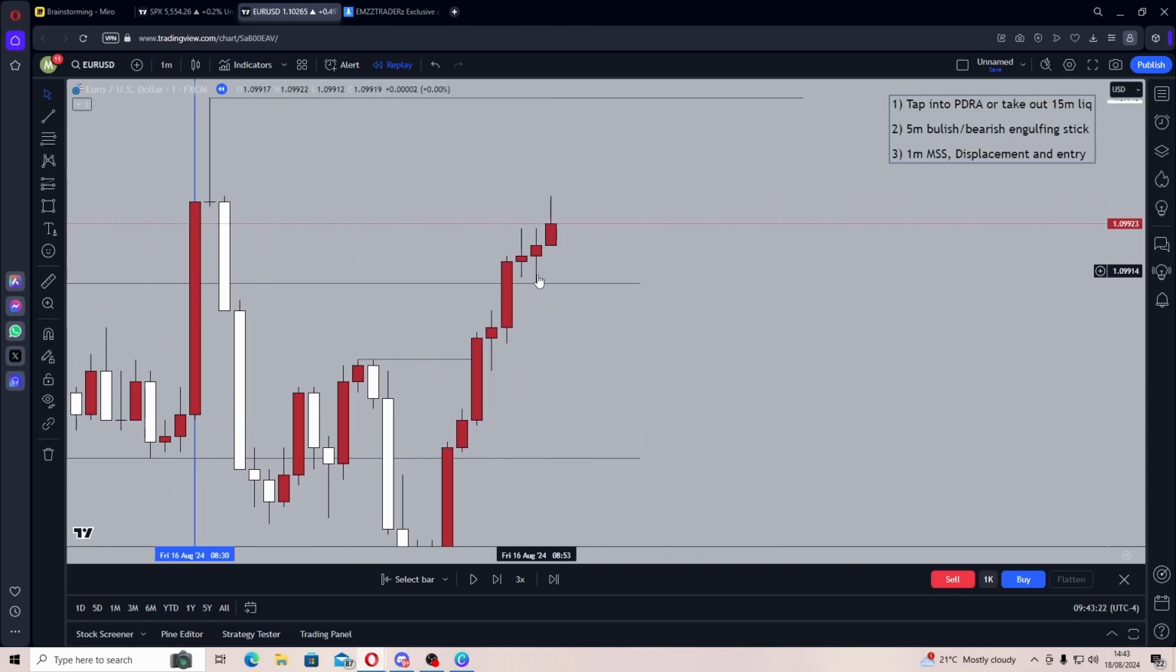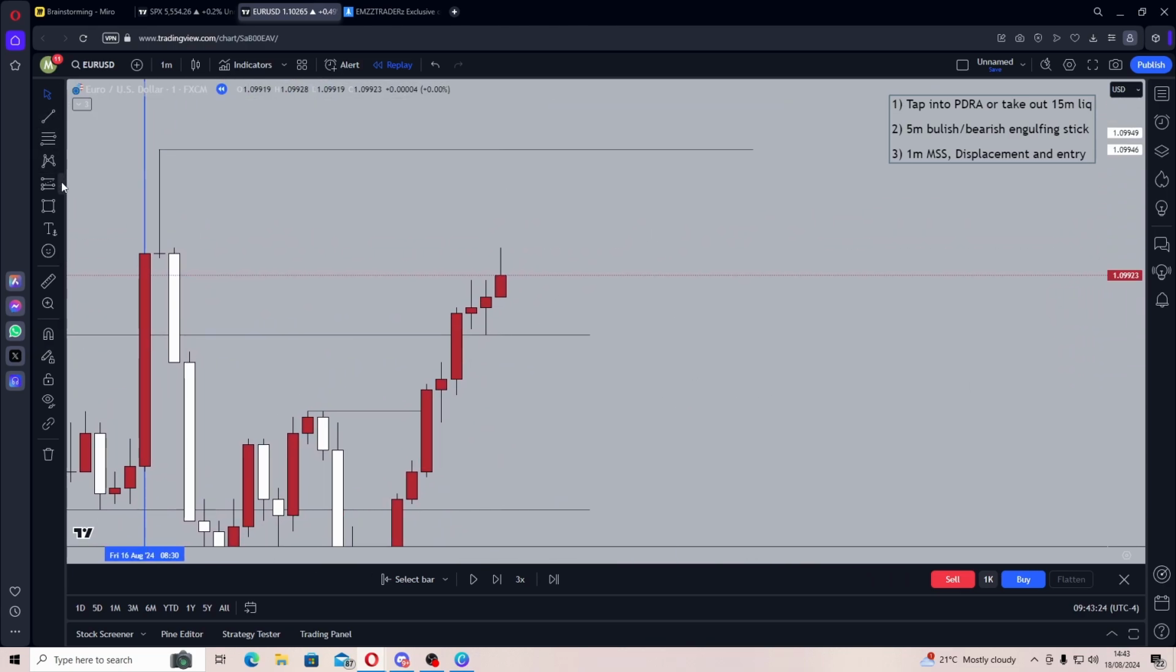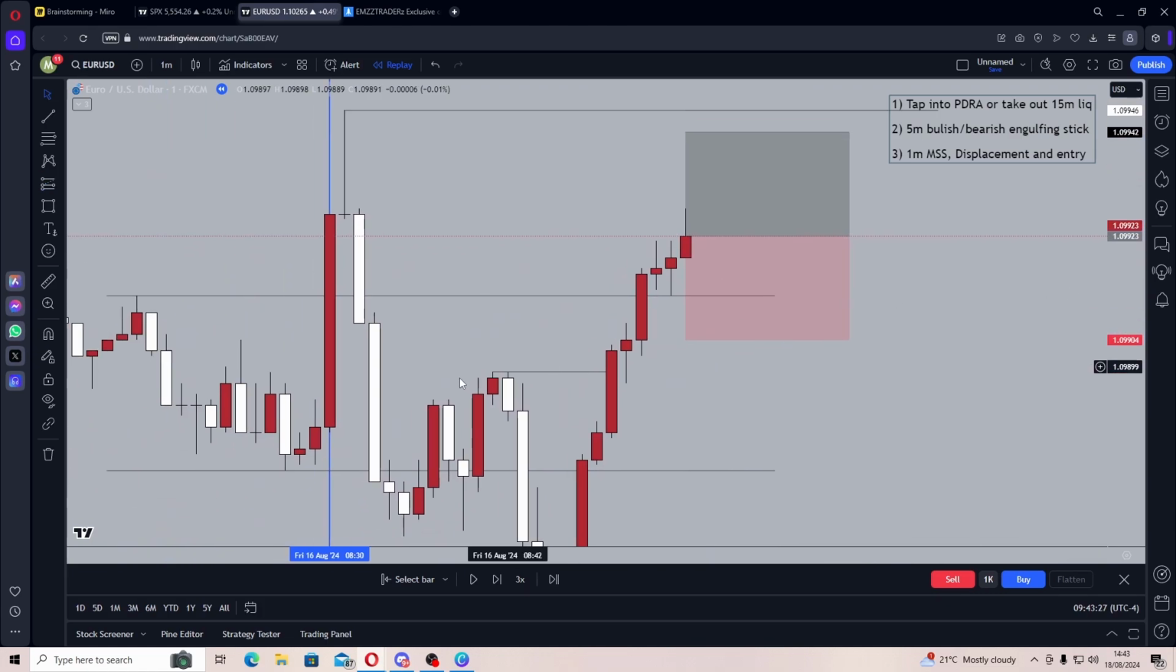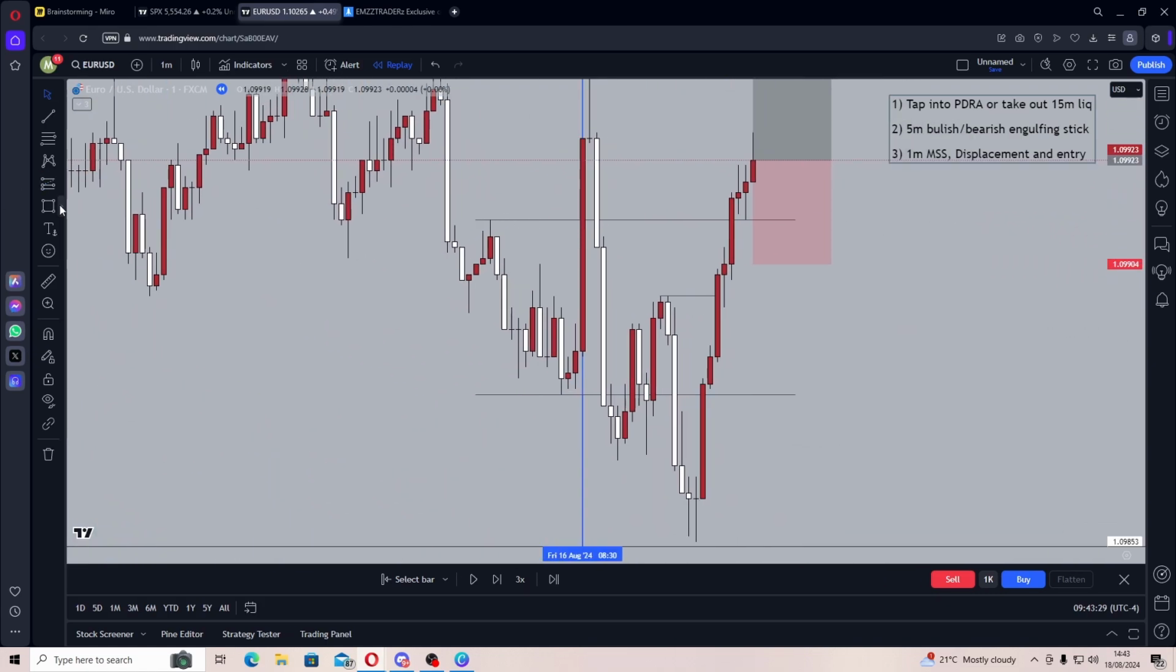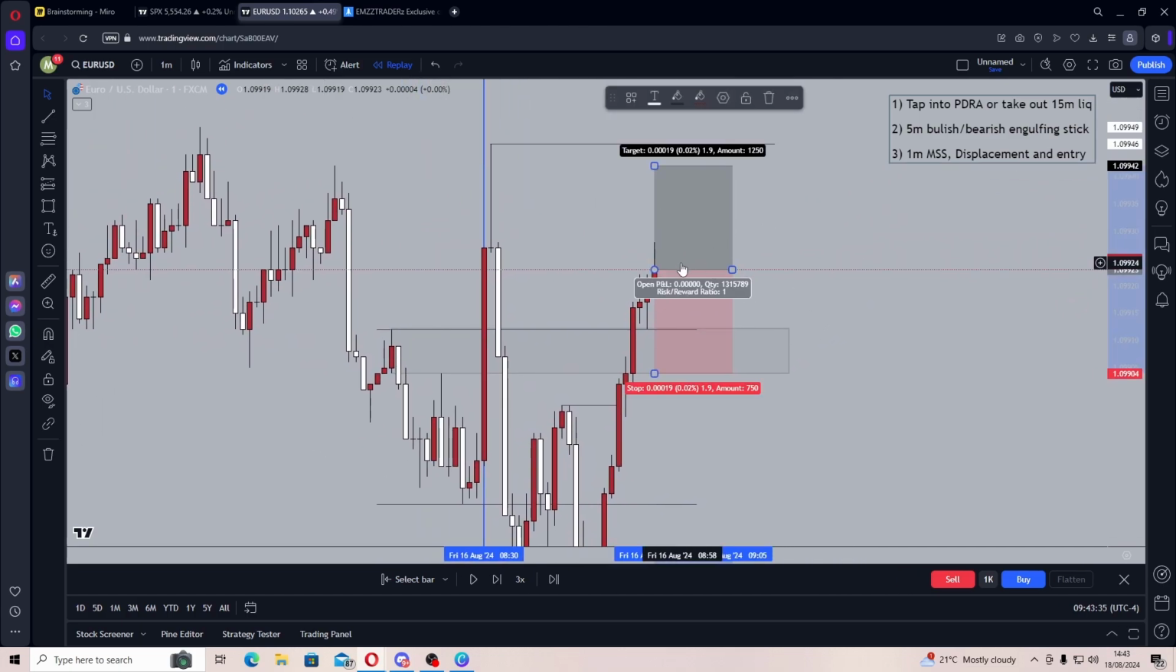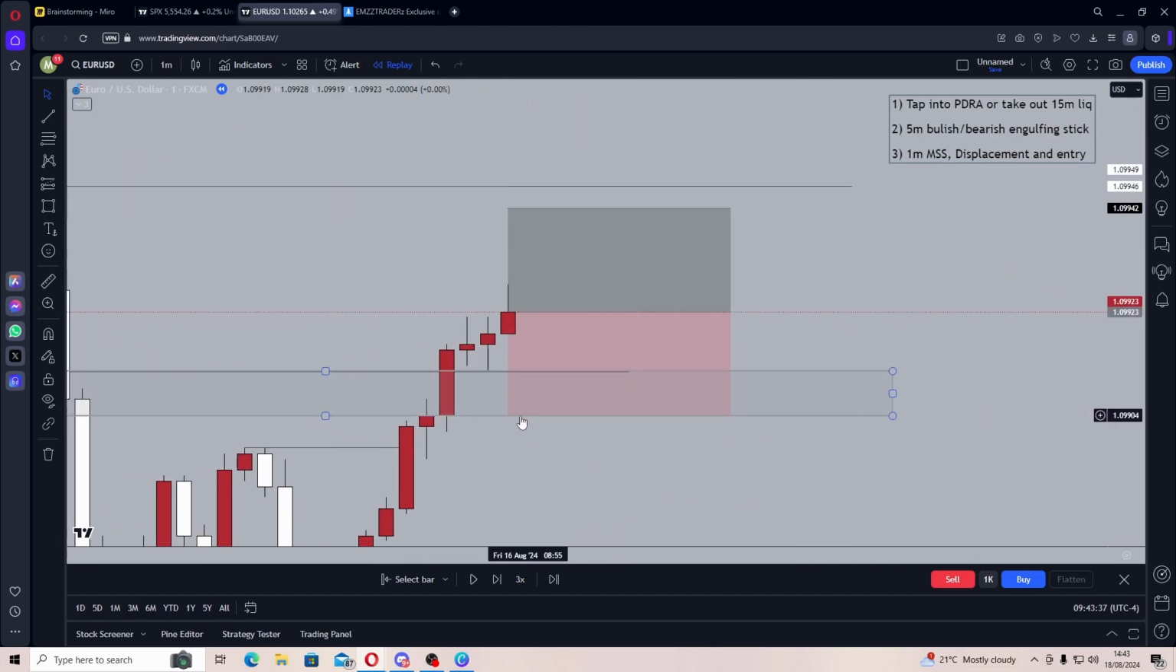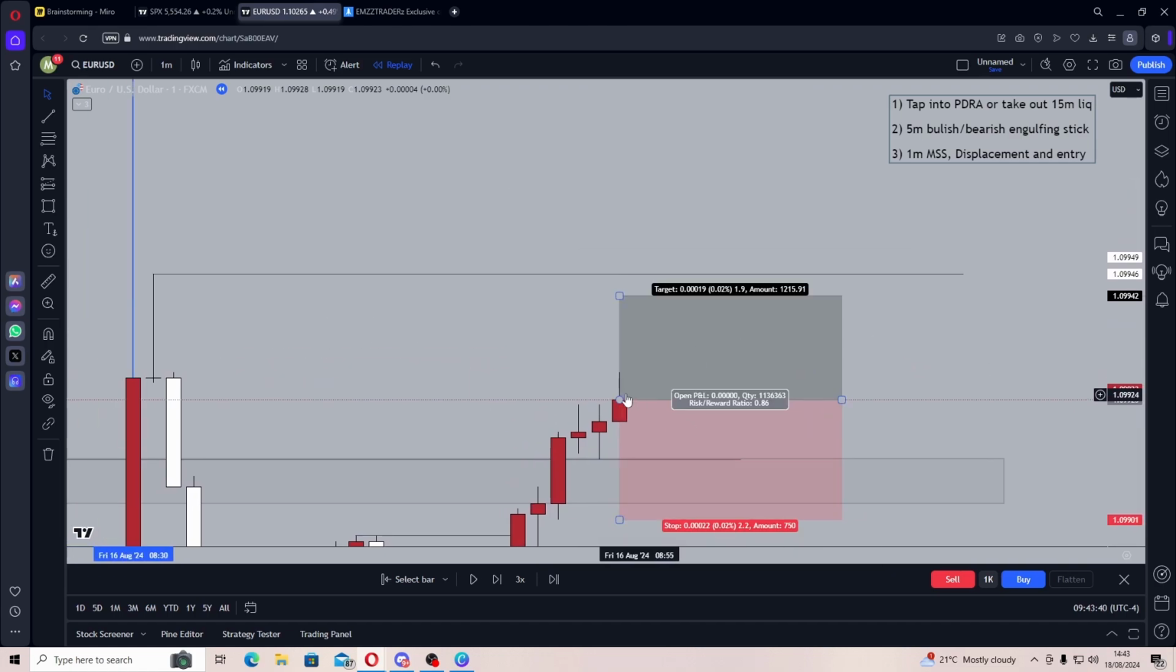So what we're going to be doing is actually entering off of this spot right here because it's tapped into a PDRA from this area right here. Okay, so from this candle. And we're going to be entering off of this spot. Okay, so all we need to do is place our stop loss right below here. And I'm going to be entering off the price action.